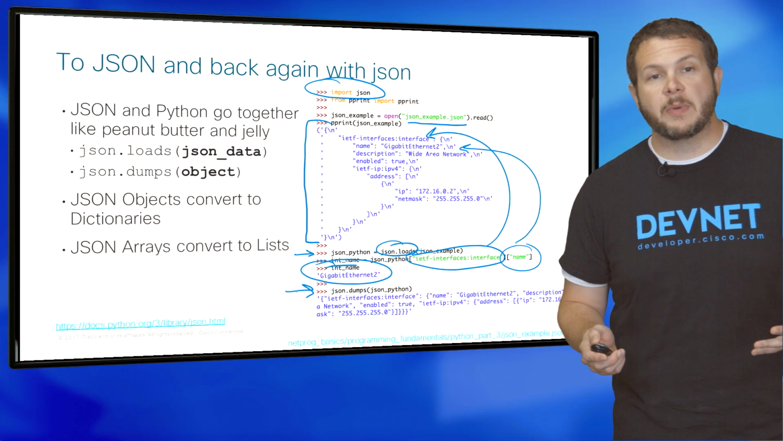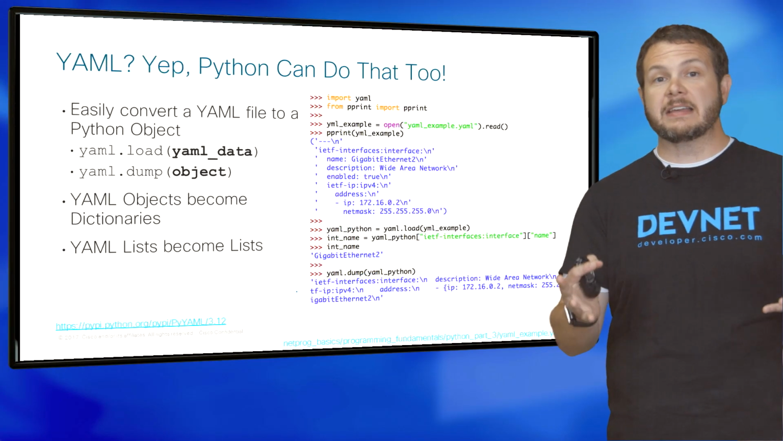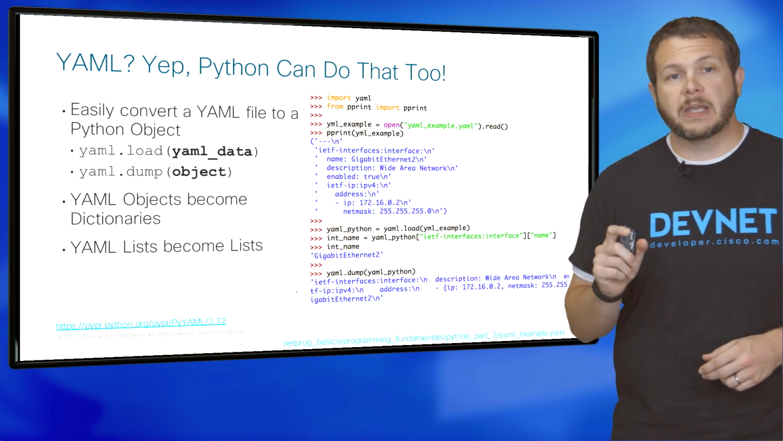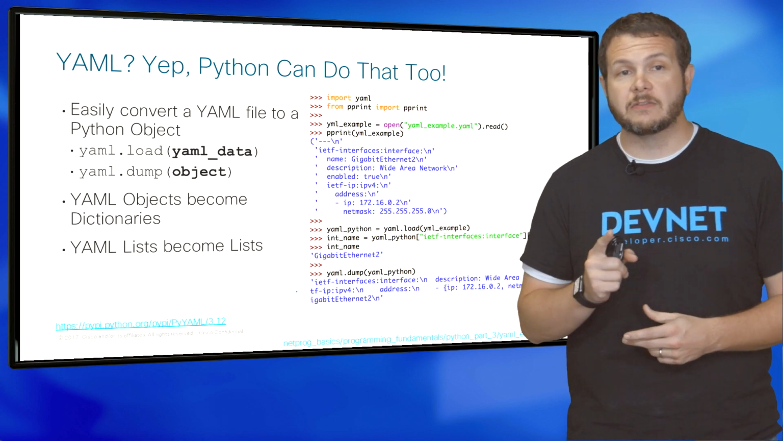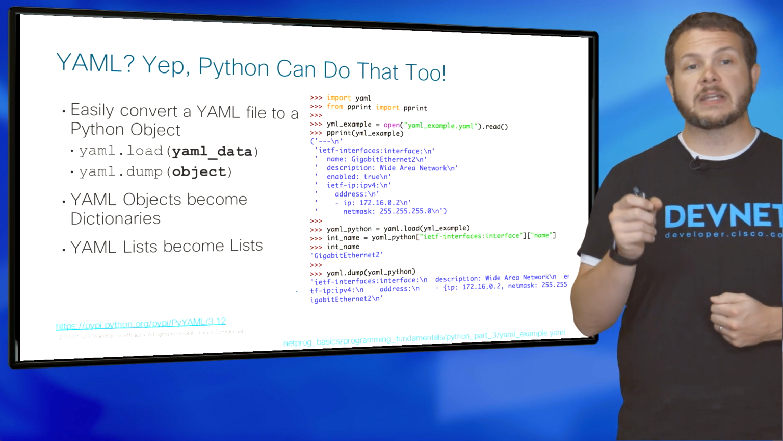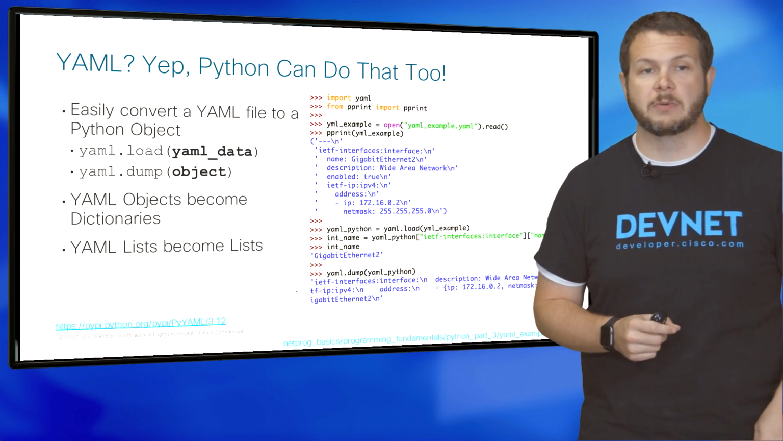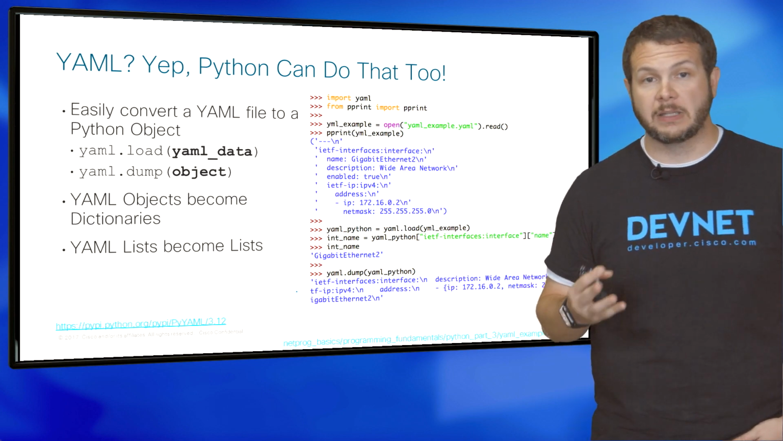So with JSON under our belt, let's take a look at our next data format, which is YAML. And yep, Python can do that too. Almost as easily as we can do with JSON, with the biggest difference being we have to go ahead and use pip to install PyYAML, but once that's available, we can now easily convert YAML content using YAML.load and YAML.dump. They even sound like the JSON methods that we use there. Now, YAML objects will become dictionaries, the YAML lists will become lists.